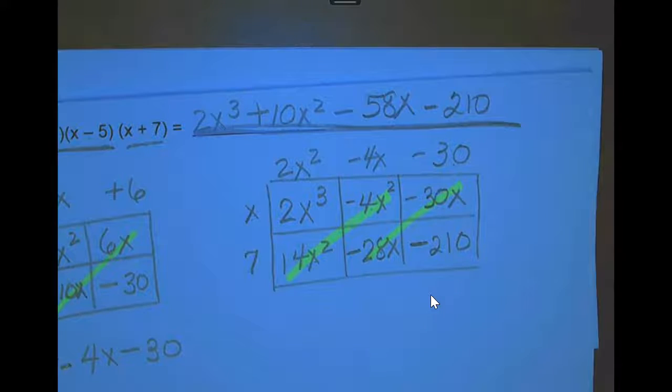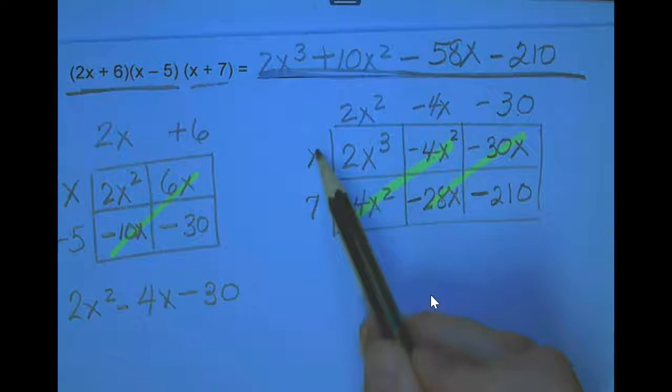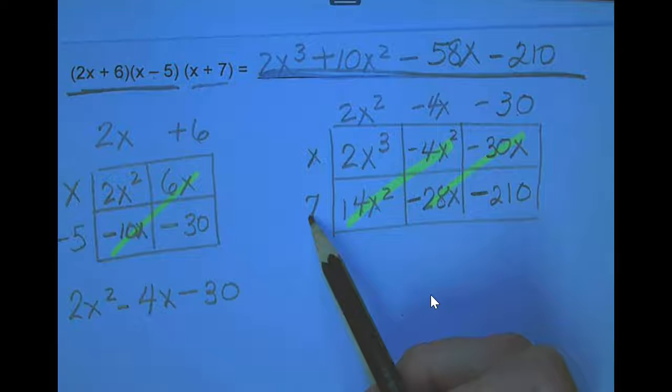So when you have 3 terms, you multiply the first 2 and get an answer. Then you take that answer and multiply it by the last binomial.